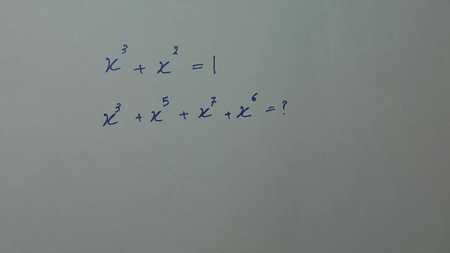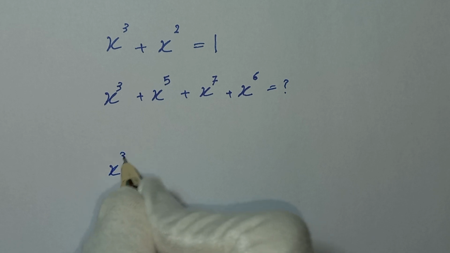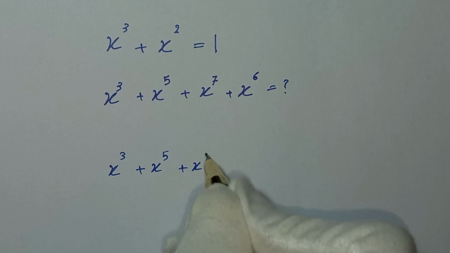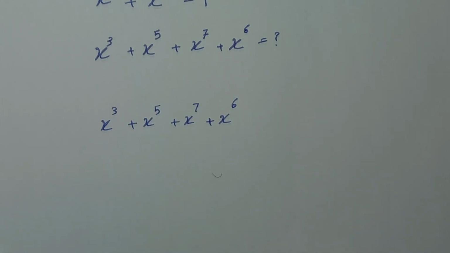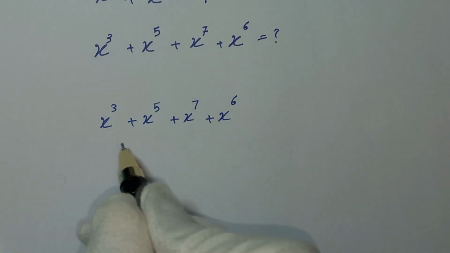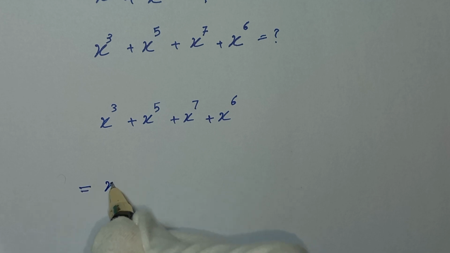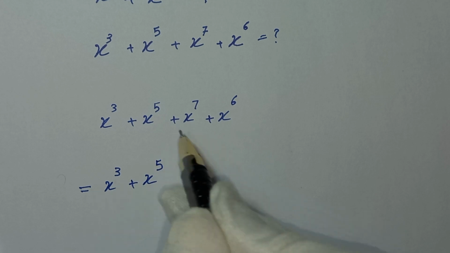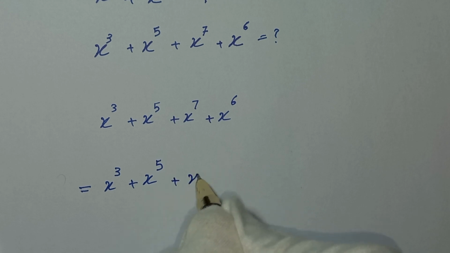In the first step, we start by x to the power of 3 plus x to the power of 5 plus x to the power of 7 plus x to the power of 6. This expression is equal to x to the power of 3 plus x to the power of 5, and from this and this we factor x to the power of 4. So x to the power of 4 bracket.